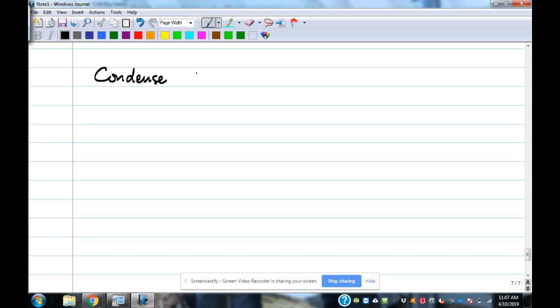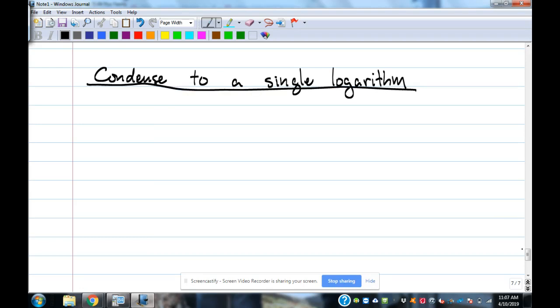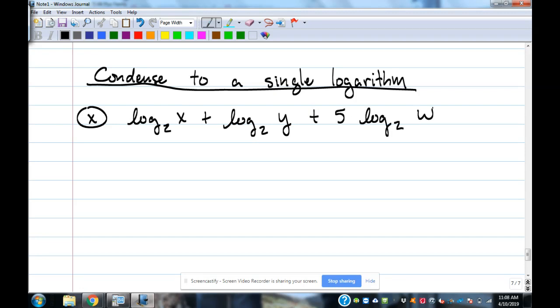Condense to a single logarithm. Yeah, we're going to get through the whole alphabet today, I promise. And a little bit past that, actually. All right, so log base 2 of x plus log base 2 of y plus 5 log base 2 of w. So just working on properties here and how to condense with that, and then tomorrow we'll start putting this together with solving equations and how that can be useful.